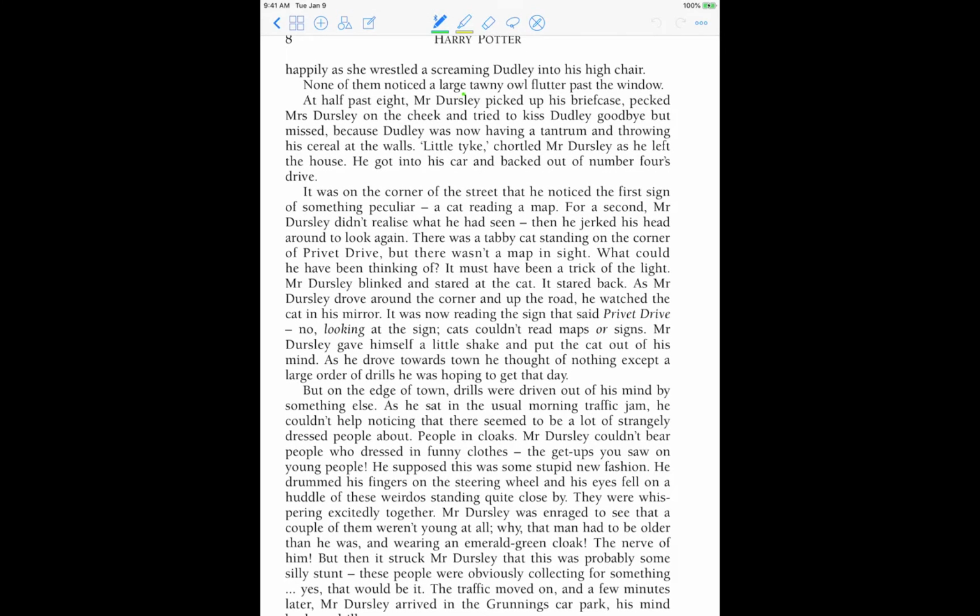If we go to the second page of the story, we see that some of that magic starts to infiltrate the setting, right? A tawny owl fluttered past the window, and he says goodbye. He leaves the house, and then at the corner of the street, he noticed the first sign of something peculiar, a cat reading a map, right? So this right here, that's that magic being infiltrated into the setting.